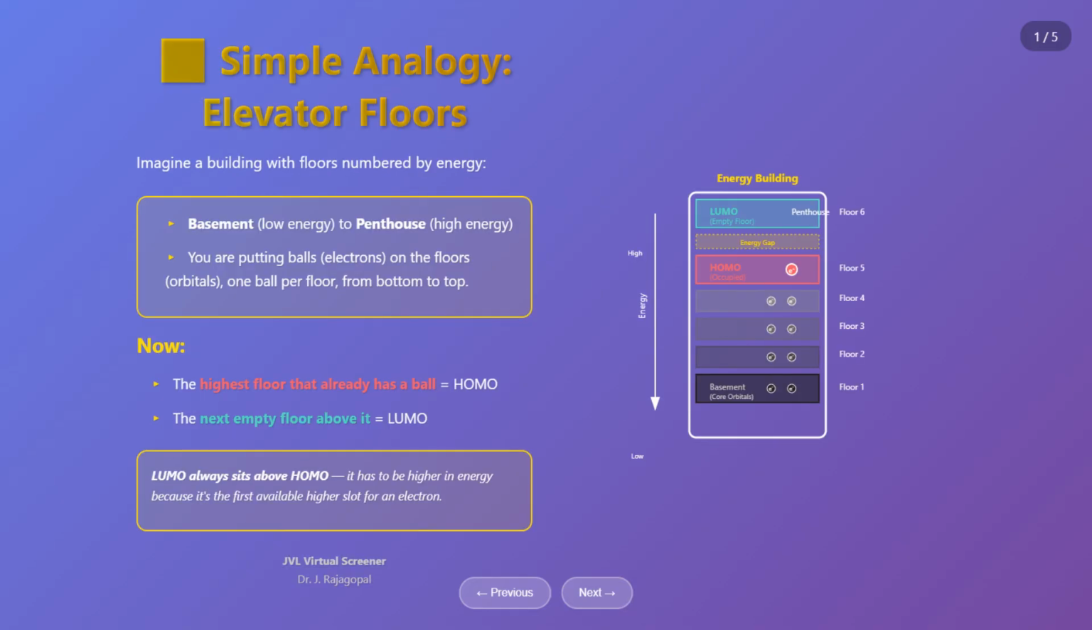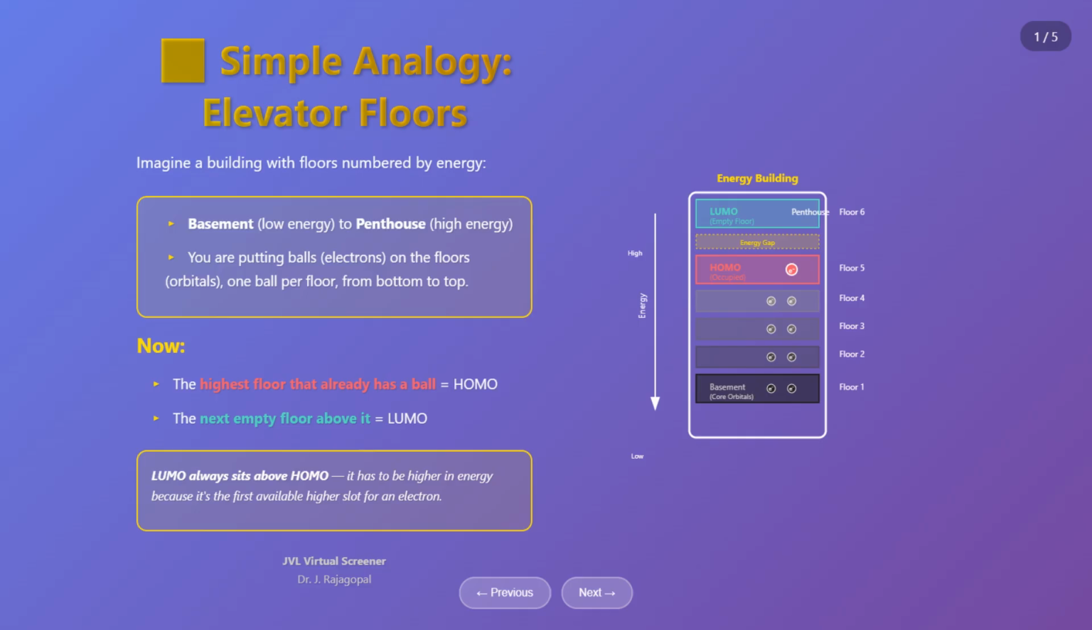Now, I want to start with a simple analogy that will make everything crystal clear. Imagine a building with floors numbered by energy. Think of it like this. We have a basement which represents low energy, and we go all the way up to the penthouse which represents high energy. Now here's the key concept.